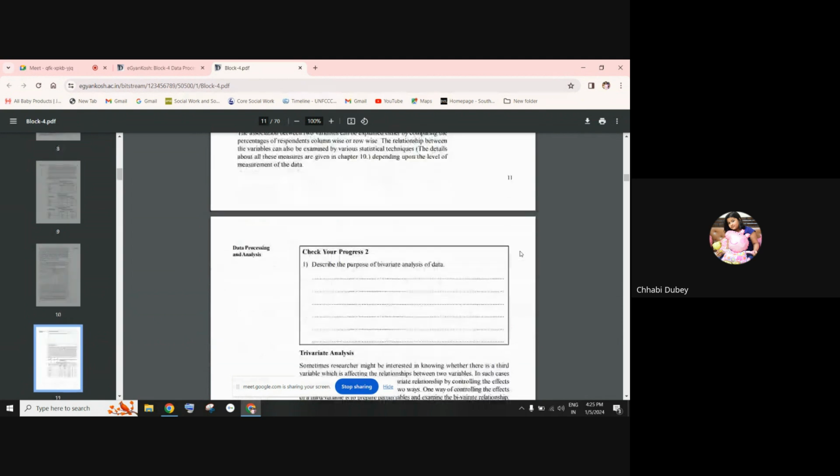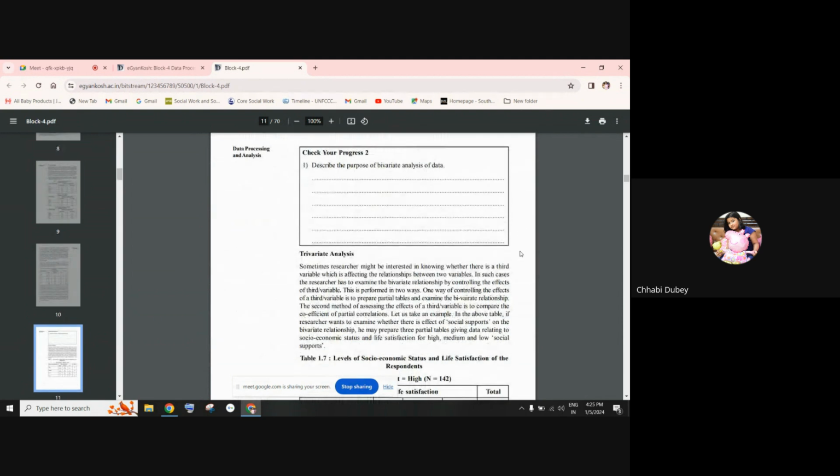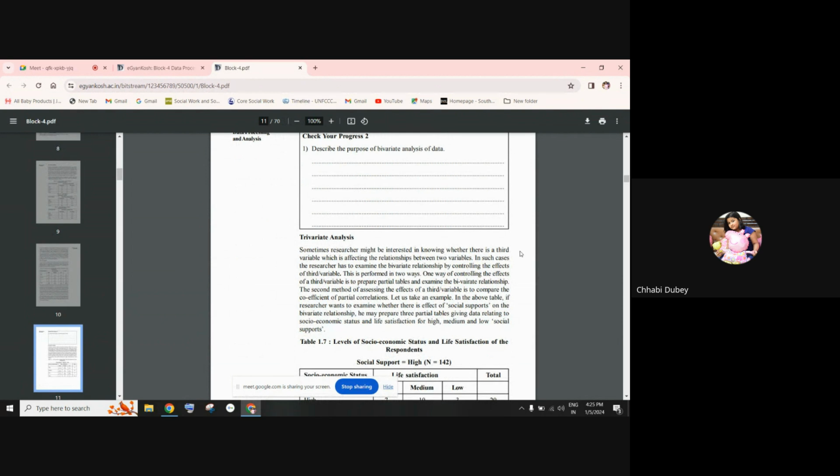After this, we come to what is known as trivariate analysis. Trivariate analysis is a similar thing, except that it has three variables. Sometimes the researcher might be interested in knowing whether there is a third variable which is affecting the relationship between the two variables. In this case, the researcher will examine the bivariate relationship by controlling the effect of the third variable.